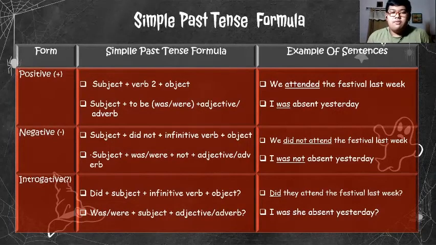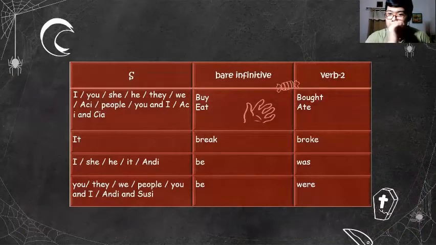For the interrogative, the first one is did, and then subject, infinitive verb plus object. The second one is was, were, plus subject, plus adjective or adverb. For the example, you can make it like: did they attend the festival last week? Or the second one: was she absent yesterday?